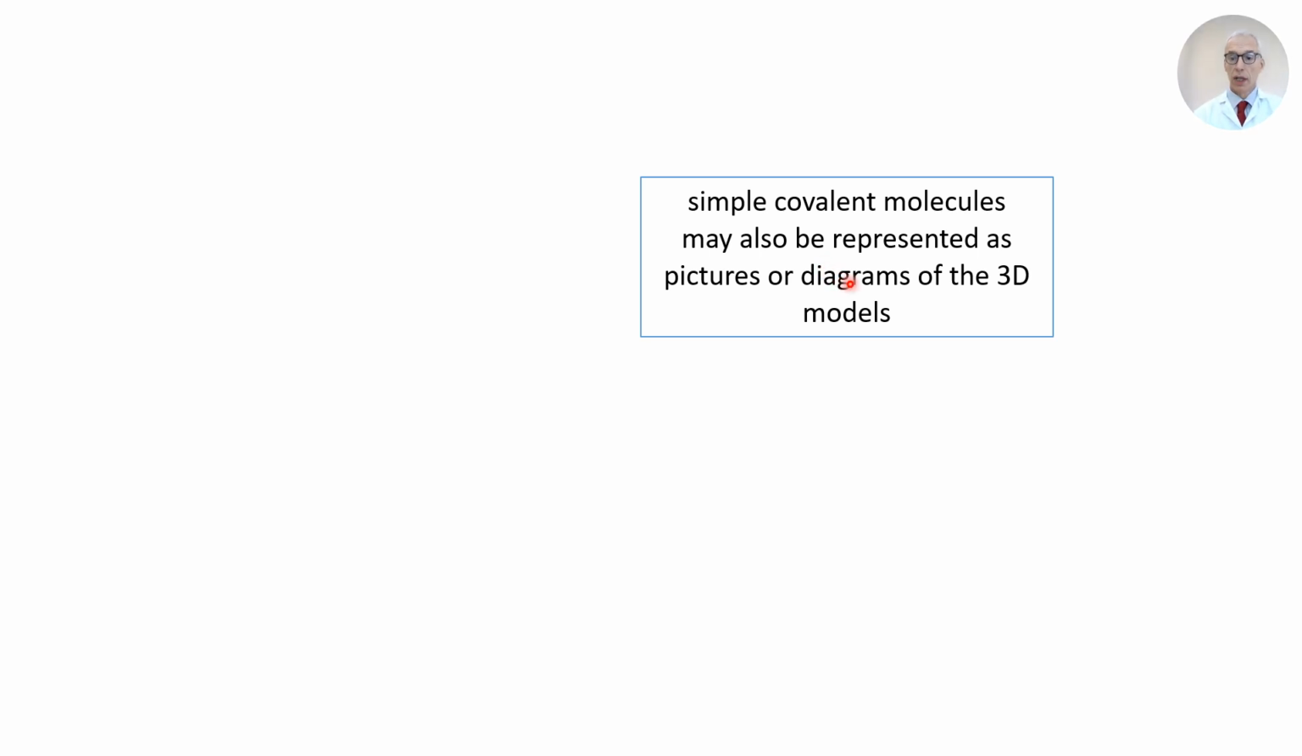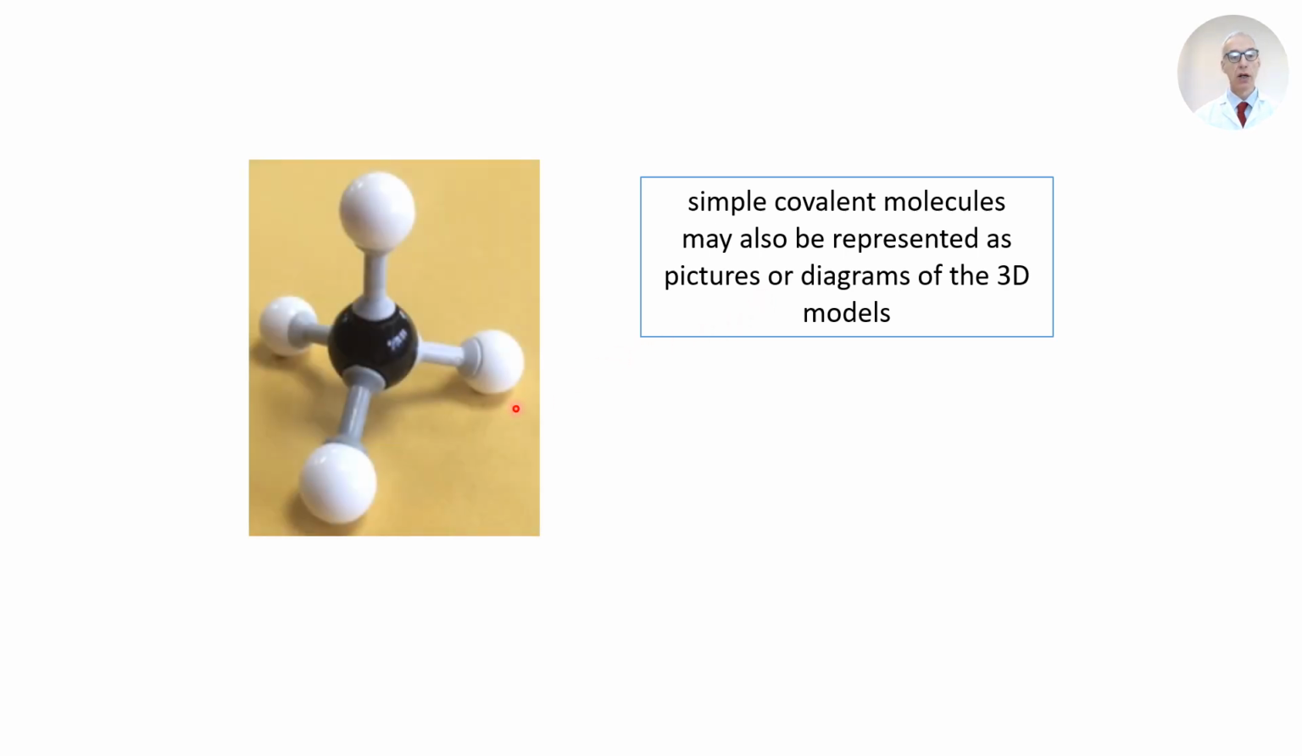Simple covalent molecules can also be represented as pictures or diagrams of the 3-dimensional models. So if we look here, here is a model which you may have met in the classroom. Propose, suggest a formula for this covalent molecule. Pause, come back to check. Okay, so generally we would have carbon and 4 hydrogens. 1 carbon, 1, 2, 3, 4 hydrogens, CH4. You may not have used those elements, but you must have a ratio 1 to 4.